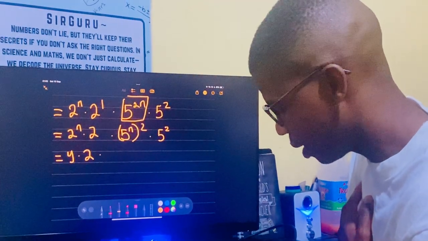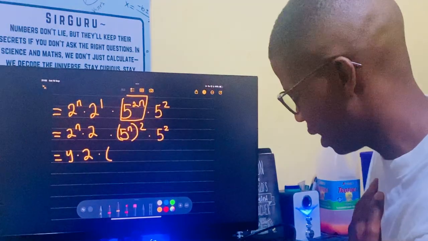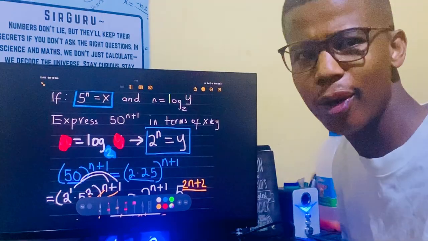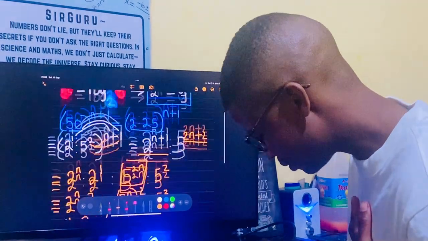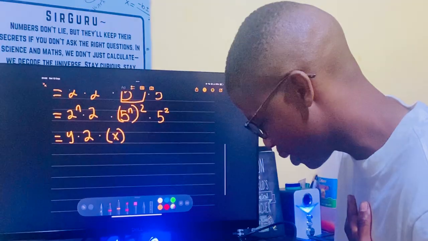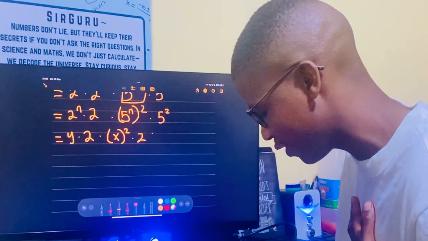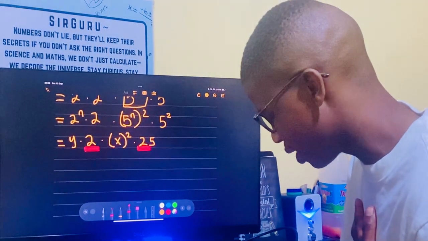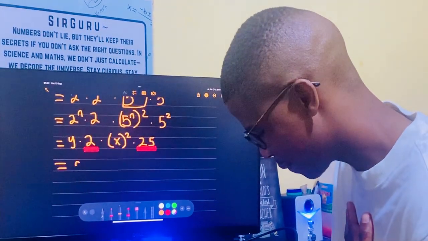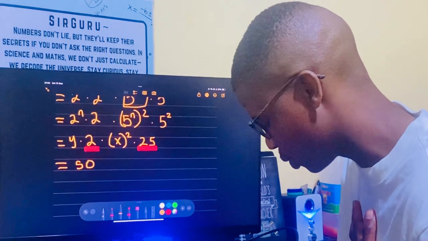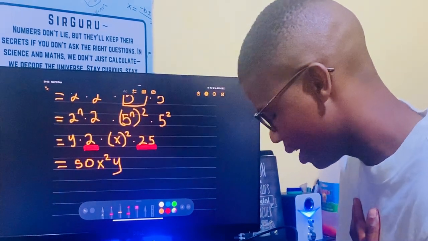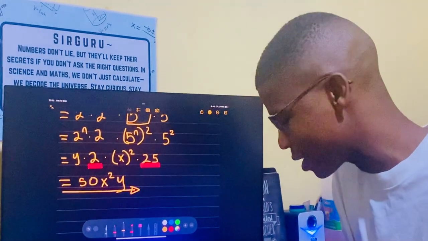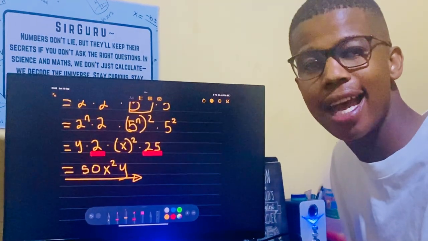Dot 2 multiplied by 5 to the power n, we said is how much? 5 to the power n is x. So where I see 5 to the power n, I replace it with x. So here I'm going to say x to the power 2, dot 5 squared is 25, right? And then, ladies and gentlemen, we're almost at the end. 2 times 25 is 50, and then x to the power 2 is just x squared, so we get 50 x squared y. And that is the end of the lesson. 50 to the power n plus 1 is represented in terms of x and y.